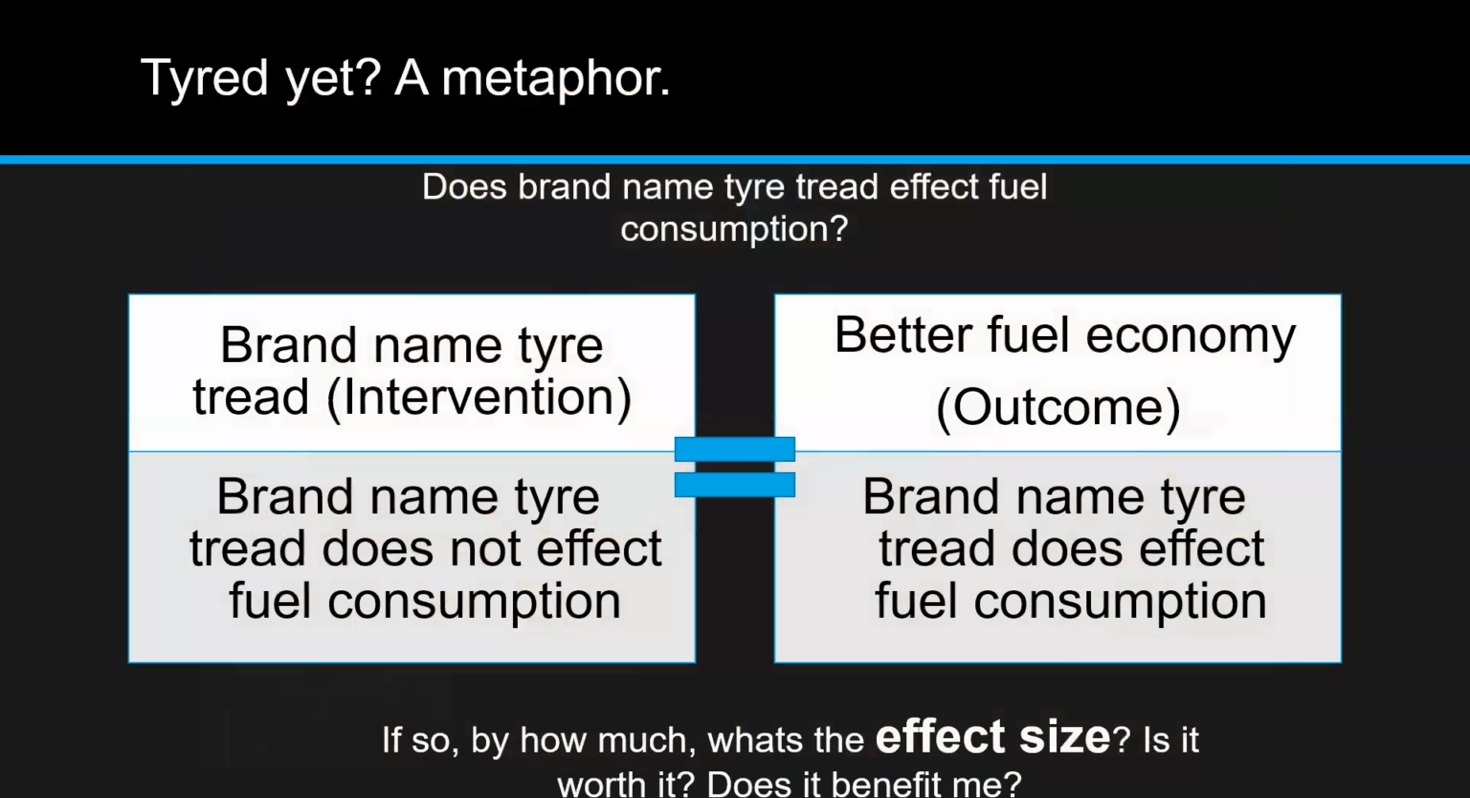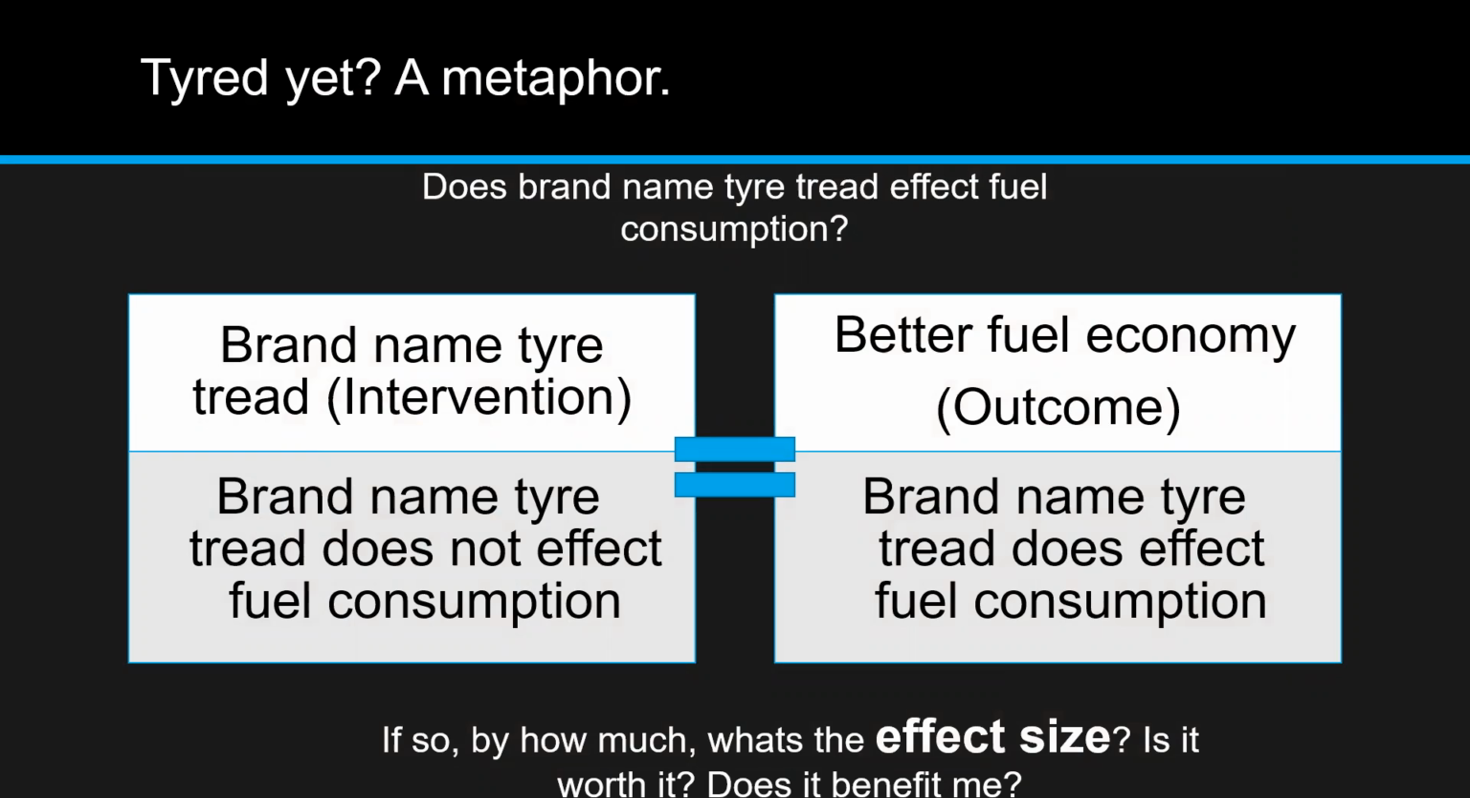So you've probably seen this picture before. A lot of calculations, numbers, and data overload. You feeling tired yet? Well, that's a pun, but here's a metaphor to show how a meta-analysis would be used in real life. We're trying to see if brand name tires actually affect the outcome of fuel consumption. Our brand name tire is our intervention, and we're trying to see if it's better fuel economy.